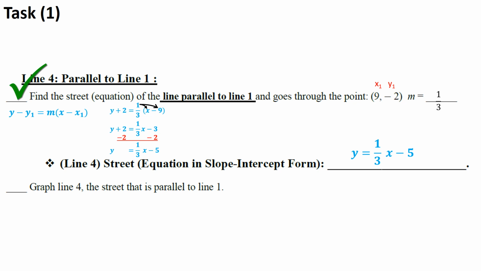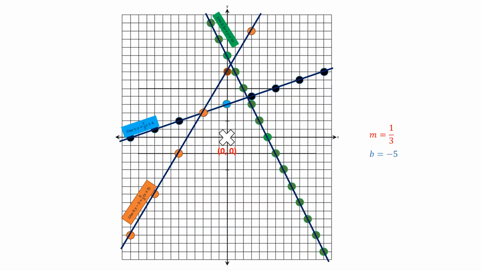And now all we have to do is take this information and graph line 4 that is parallel to line 1. So here we go. All right, so from our equation that is in slope-intercept form, we can derive that the slope was 1/3, that's the m, and the b, which is the y-intercept, is simply -5. So we always start with the b when we're graphing. That's our beginning point. So we go to -5 on the y-axis and plot that point.